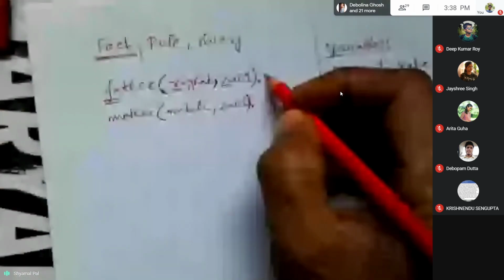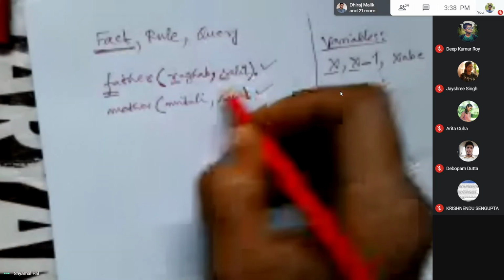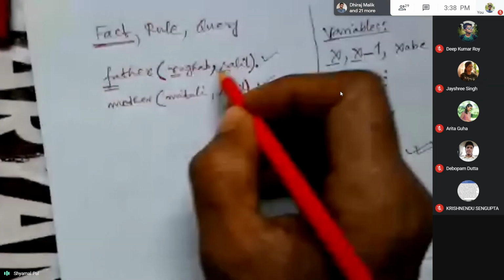So this one is fact 1, this one is fact 2. Until it gets a full stop, it will treat the second line as a continuation of the first line, just like the semicolon was the end of a statement in C. Okay, now how can you write a rule statement? Let us go for rule.